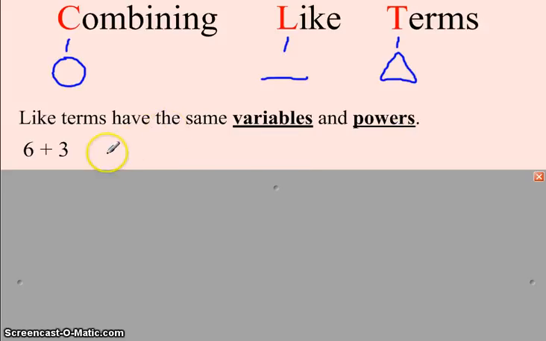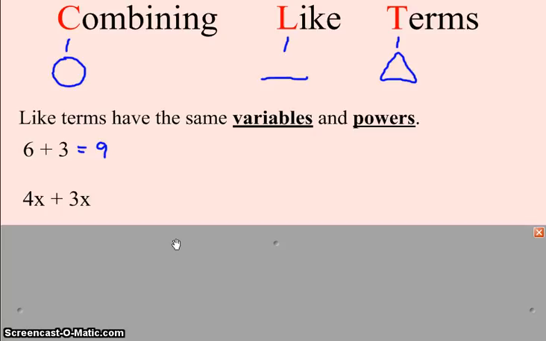Easiest one here is 6 plus 3. They're just constants, just plain old numbers. When you combine like terms here, you just add. So 6 plus 3 gives you 9. Another example would be 4x plus 3x. It's the same variable x, and the same power, to the first power. We don't write it, it's kind of invisible, it's like a 1 up there, but they do have the same power as well. So 4x plus 3x gives us 7x.